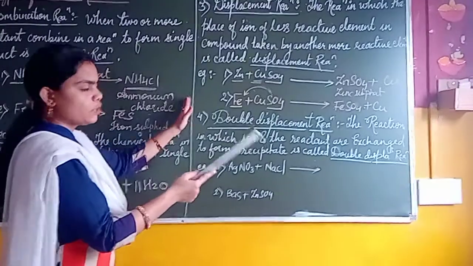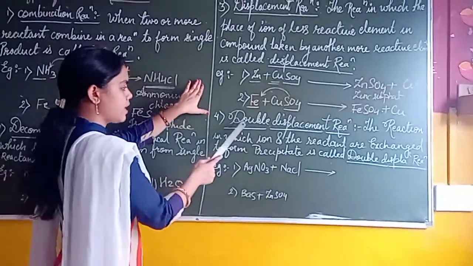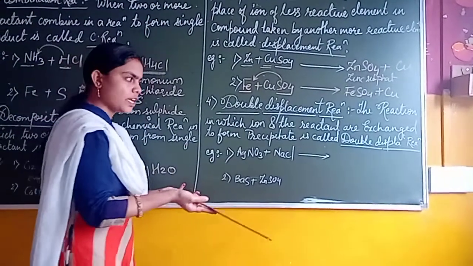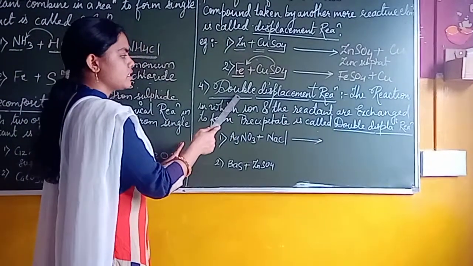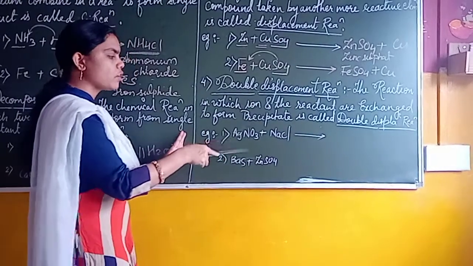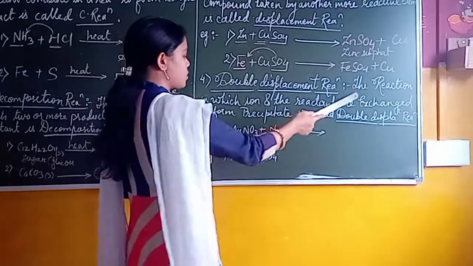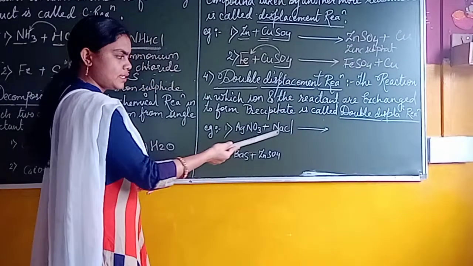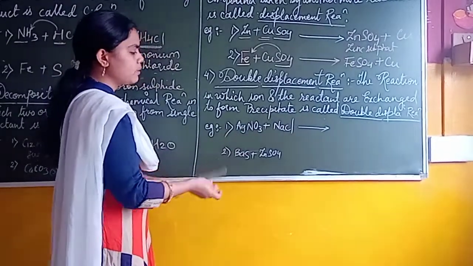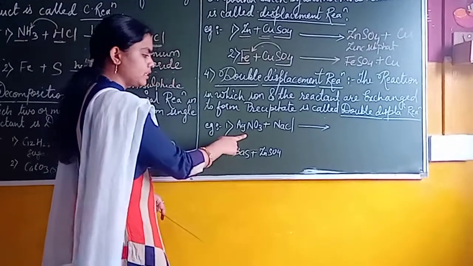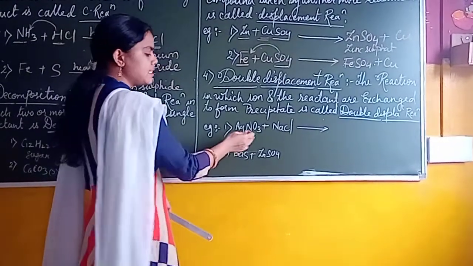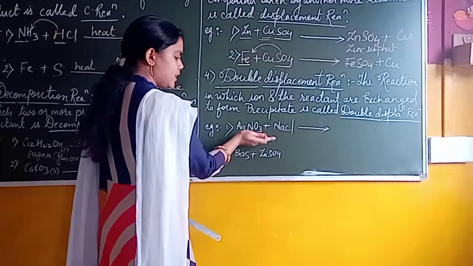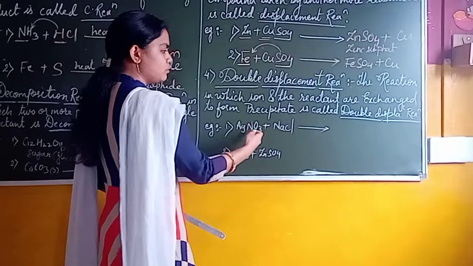Next we are going to see the double displacement reaction. What is a double displacement reaction? Basically, the reaction changes position in a double way, or in two ways. The reaction in which ions of the reactants are exchanged to form a precipitate is called a double displacement reaction. Here is the example: AgNO3 is silver nitrate. Silver nitrate plus sodium chloride, whenever it reacts, gives products in double form.